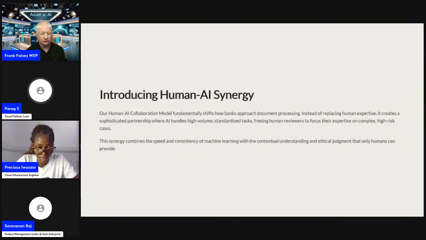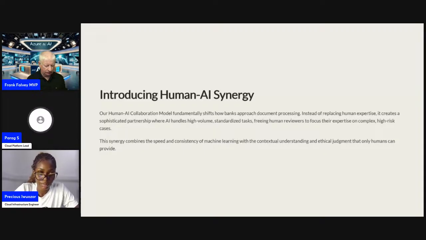So that's where the idea of human-AI synergy comes in. Thanks to Microsoft, we already have certain AI tools like AI Document Intelligence and AI Language at our disposal. The human-AI model fundamentally shifts how banks approach document processing. Instead of replacing human beings, it creates a sophisticated partnership where AI handles high-volume, standardized tasks, freeing human reviewers to focus their efforts on complex and high-risk cases. This synergy combines the speed and consistency of machines with contextual understanding and ethical judgment.